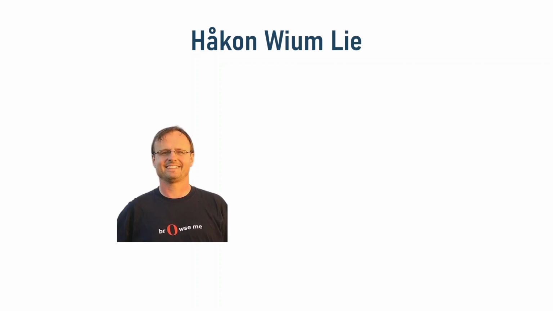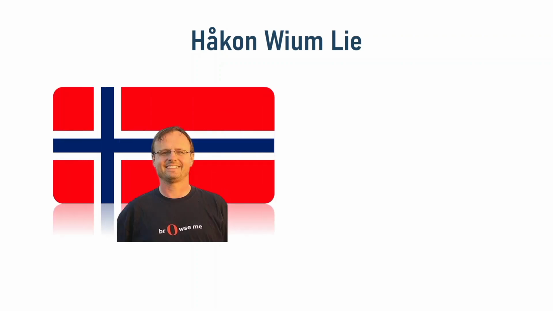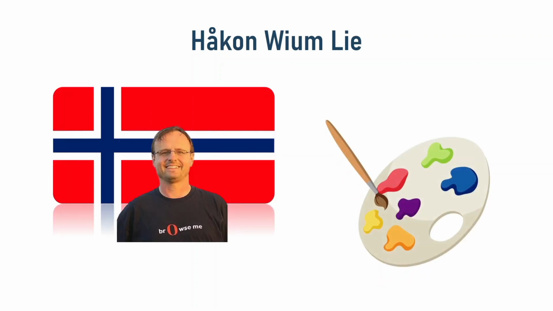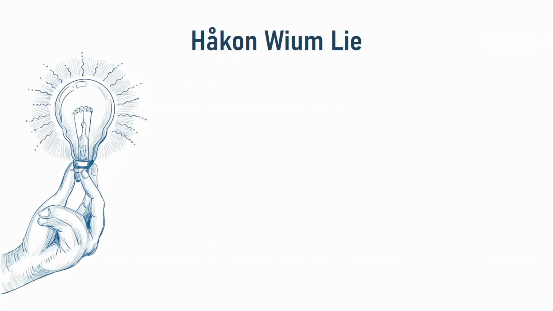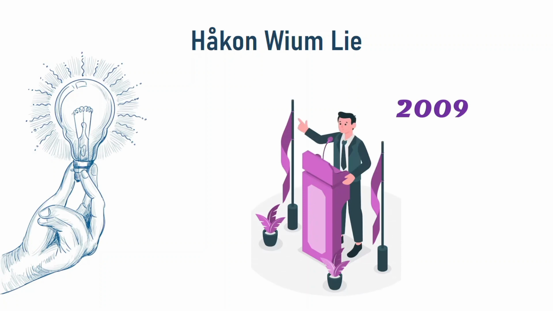Okay. Håkon William Lie is a Norwegian software engineer and web pioneer who is best known for his work on cascading style sheets, or CSS, a technology used to style web pages. In addition to his work on CSS and web standards, Lie has been an advocate for open web technologies and has been involved in a number of initiatives to promote web standards and interoperability. He has also been involved in Norwegian politics and was a candidate for the Norwegian Parliament in 2009.